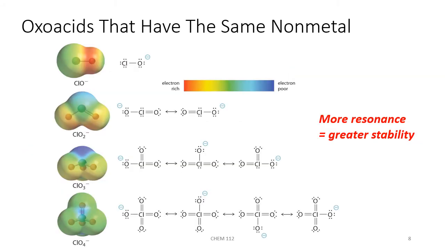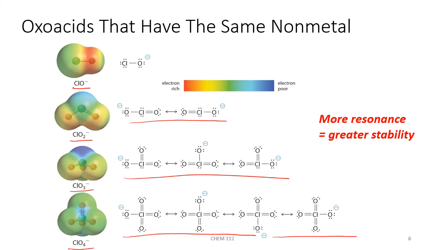If we look at the resonance structures of our chlorine family oxoacids, we can see that hypochlorous acid has only 1 structure. Chlorous acid has 2 possible resonance structures. Chloric acid has 3 possible resonance structures. And perchloric acid has a total of 4 possible resonance structures that could be drawn. So this ends up being the strongest acid.